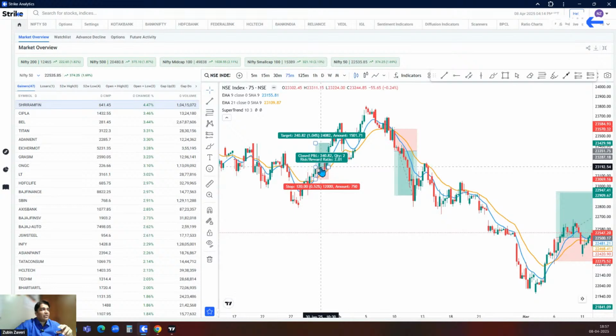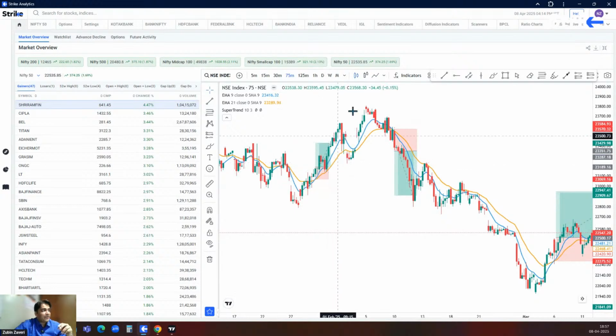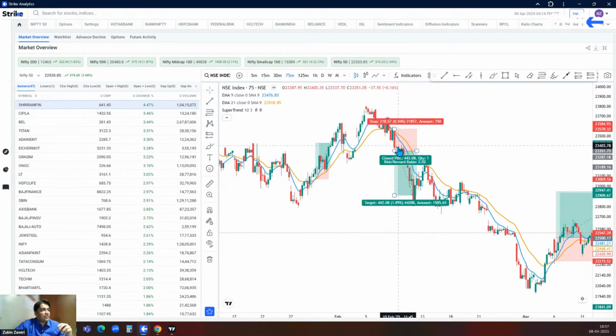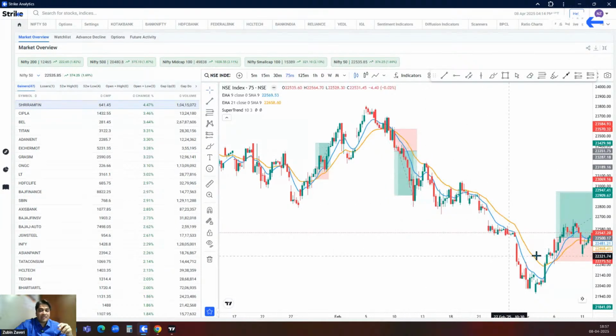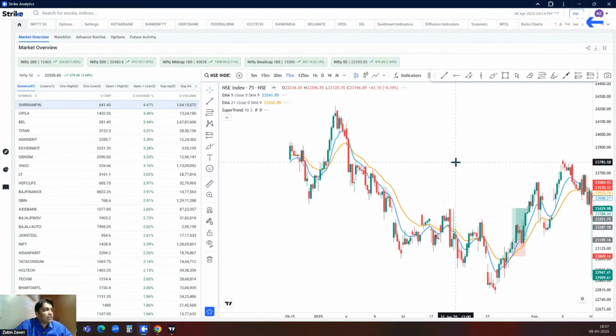Okay, when this system gives you a buy, the target hits, and it may go up further, and then it will give a sell. It may go down further, and then it will give you a buy. So buy, sell, alternatively, the signal will keep on coming.